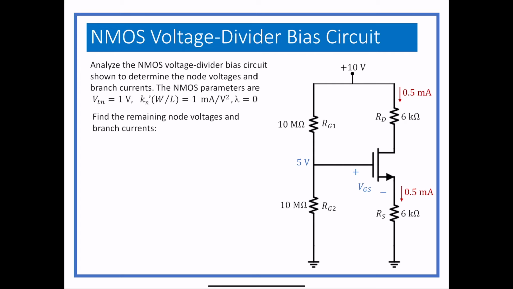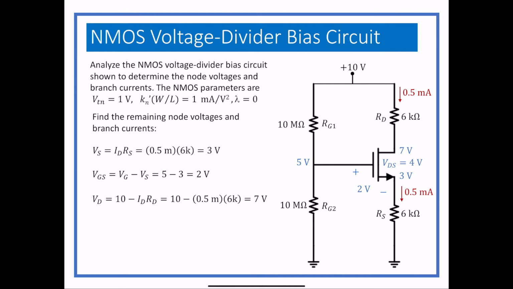We know we have 0.5 milliamps going through both resistors, so the source voltage is going to be 3 volts, and VGS is going to be 5 minus 3, which is 2 volts. And then we can find the drain voltage also, which is 10 minus IDRD, which is 7. And VDS is always going to be some kind of voltage. If it's right on the edge of saturation, it's going to be really small, like 0.2 or 0.3, but it'll just go up from there.